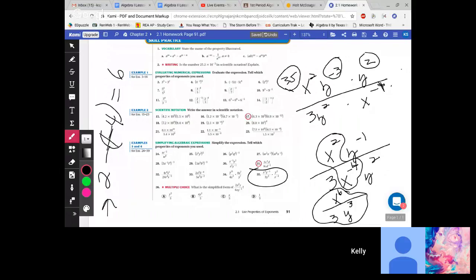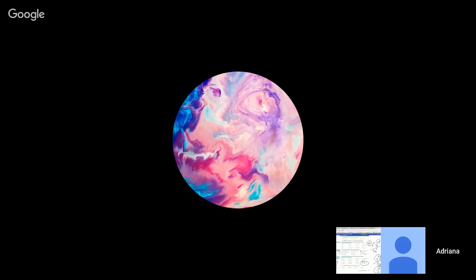And then my final one, I did the y to the negative 1. So negative 1 minus 2, which gives me a negative 3. So that's y to the negative third, or y to the positive third, which keeps it at the denominator. Is everybody good? Yeah, we're good here.